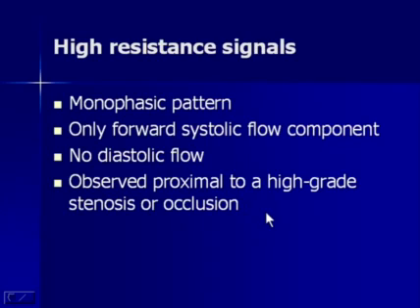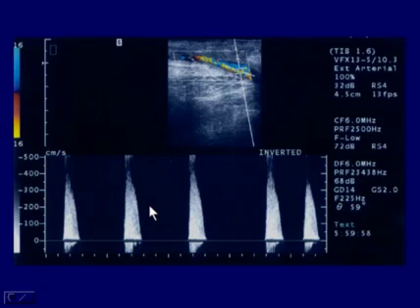What if we see a pattern that basically has one component? It doesn't cross the zero baseline. We just move forward in systole and there's no diastolic flow. Well, that's most often associated with observing a flow signal proximal to a high-grade stenosis or occlusion. Here we see flow, no flow, flow, no flow. And in this example, we're basically right at a stenosis, but if we were just in front of it, we'd see the same example as well.